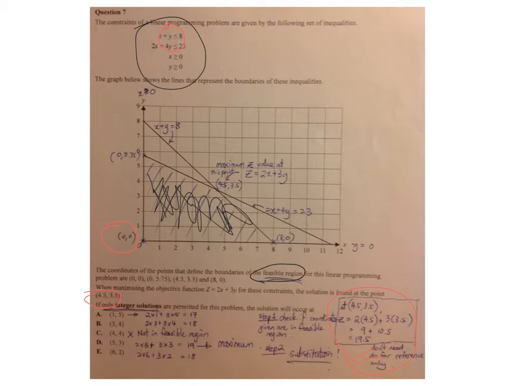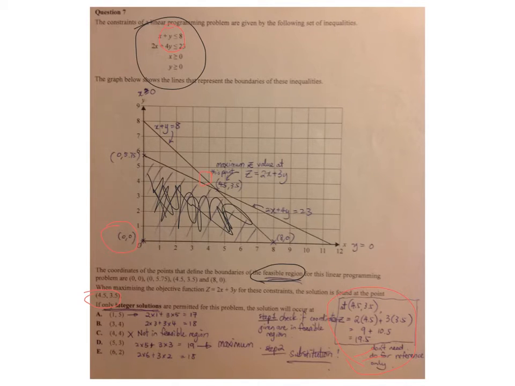Okay? Now, you've got 5 possible answers. Step 1, the shortcut way is to check if the coordinates given are in the feasible region. So looking at (1, 5), (3, 4), (4, 4), (5, 3), (6, 2), the coordinate for C, (4, 4), is definitely not in the feasible region because (4, 4) is the point over there. Okay? So C is definitely impossible.